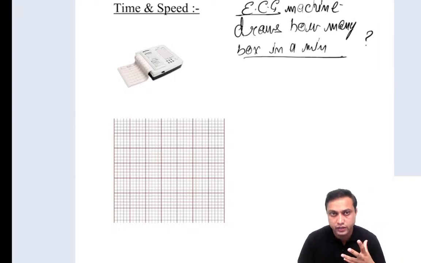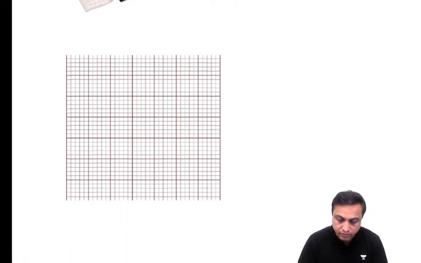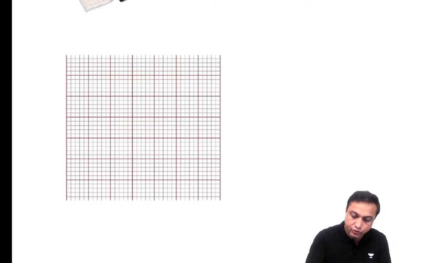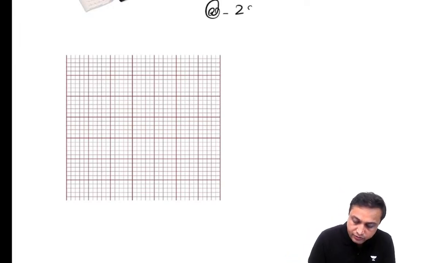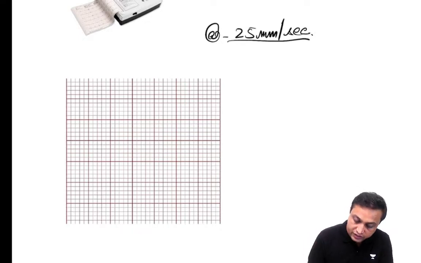So let's do a little bit of mathematics over here. What mathematics we have to do is this. Just look at this paper over here. And you just have to remember this one simple funda, that this ECG machine is basically running at the standard speed of 25 millimeter per second. Globally, it is acceptable. Right? What is the rate of the ECG machine's running, beta? 25 millimeter per second. And it uses a standard paper.